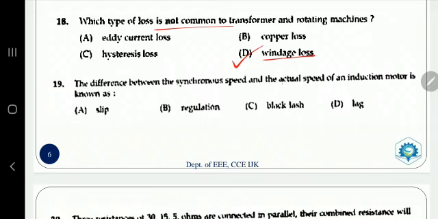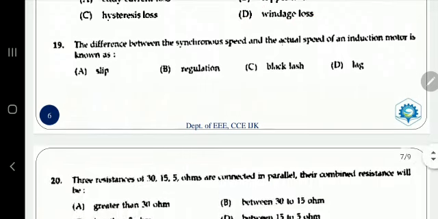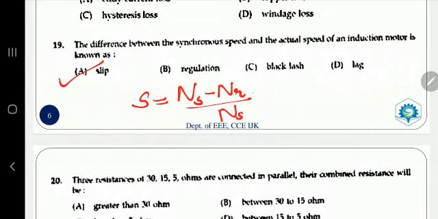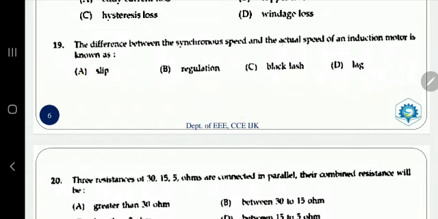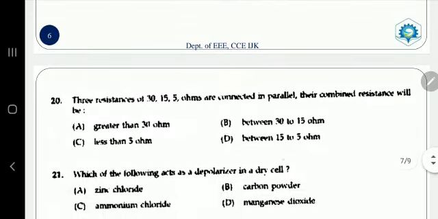Let's move on to the next question, question number 19. The difference between the synchronous speed and the actual speed of an induction motor is called as? We know that it is known as slip. The answer for question number 19 is option A, slip. The equation for slip is S is equal to (Ns minus Nr) divided by Ns into 100. So it is actually the difference between the synchronous speed and the actual speed of the induction motor.